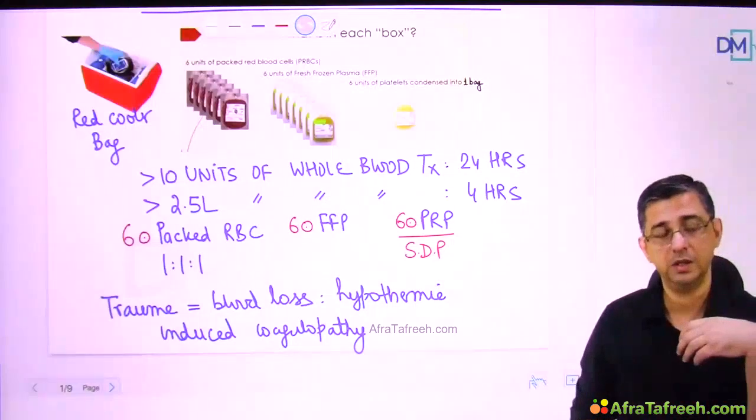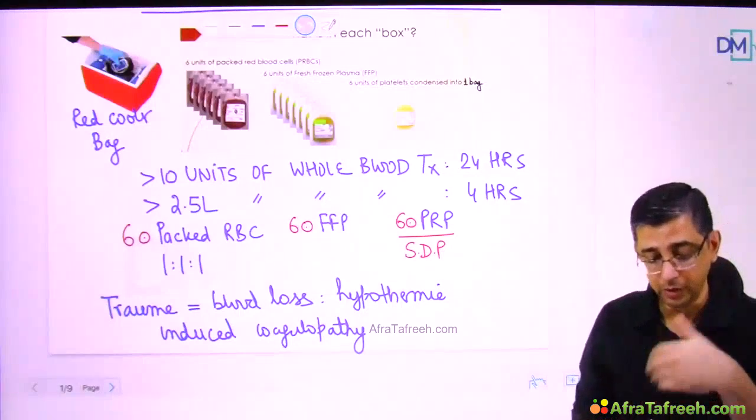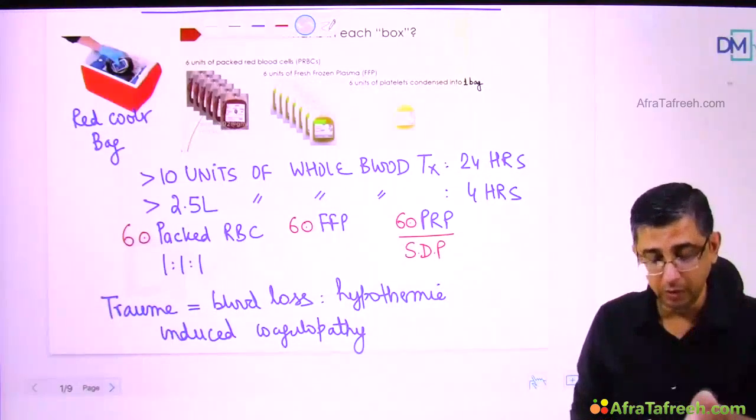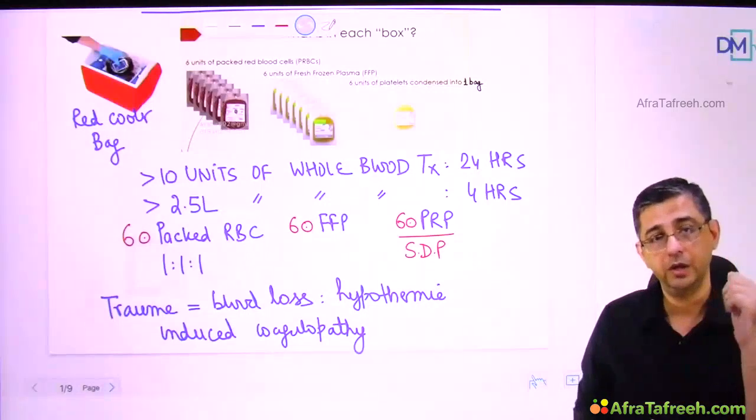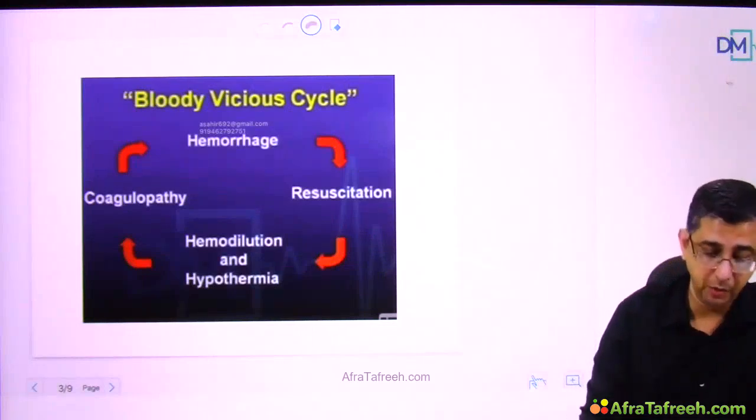because RBCs are stored at 4 degrees Celsius, when you give those cold RBCs to the patient, the hypothermia component will worsen. The worsening of the hypothermia component will further result in coagulopathy. So let us now understand the bloody vicious cycle that will set up in the patient.